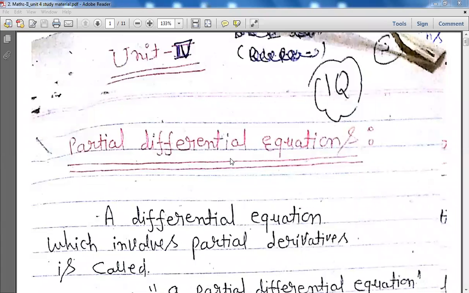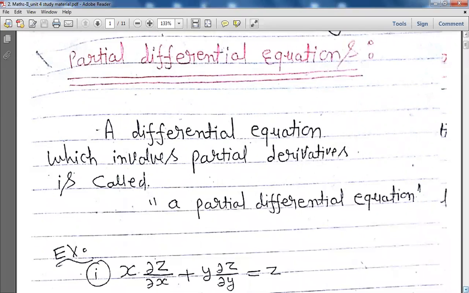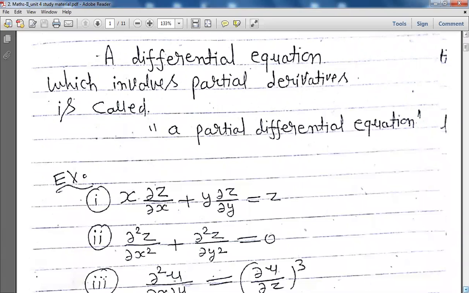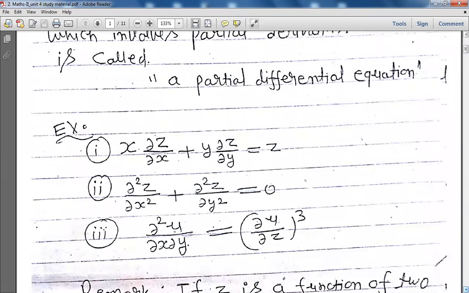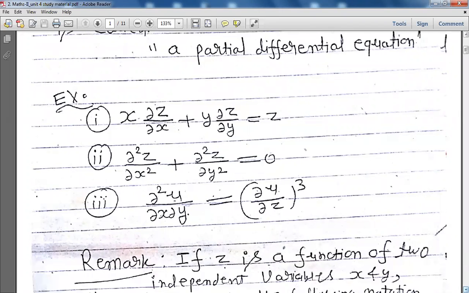Now, let's discuss partial differential equations. First, we define what a partial differential equation is. A differential equation which involves partial derivatives is called a partial differential equation. For example, x del z by del x plus y del z by del y equal to z. Del 2z by del x2 plus del 2z by del y2 equal to 0. For example, del 2u by del x del y equal to del u by del z.